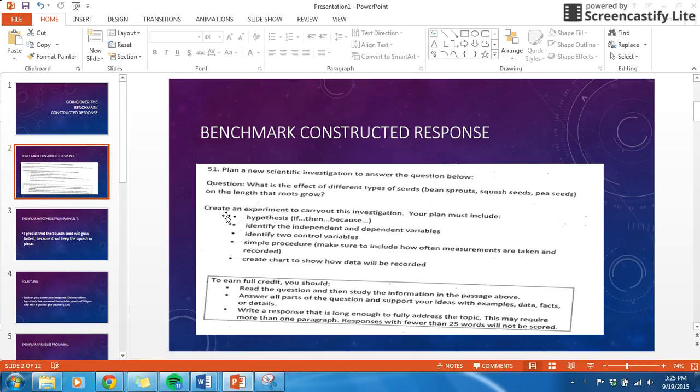Your plan must include the hypothesis, identifying the independent and dependent variables, identify the two control variables, a simple procedure to make sure to include how often measurements are taken and recorded, and to create a chart to show how your data will be recorded. And to earn full credit, you should read the question and then study the information in the passage above, answer all parts of the question and support your ideas with examples, stated facts, or details, and write a response long enough to fully address the topic. So this is all we had to do for our constructed response. We're going to go through it step by step now.